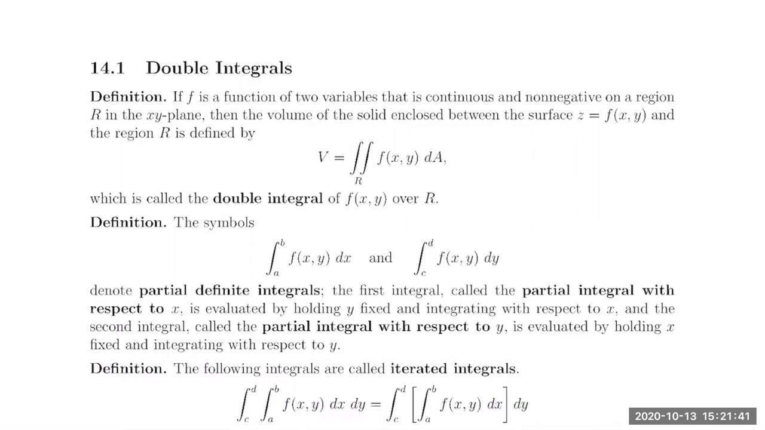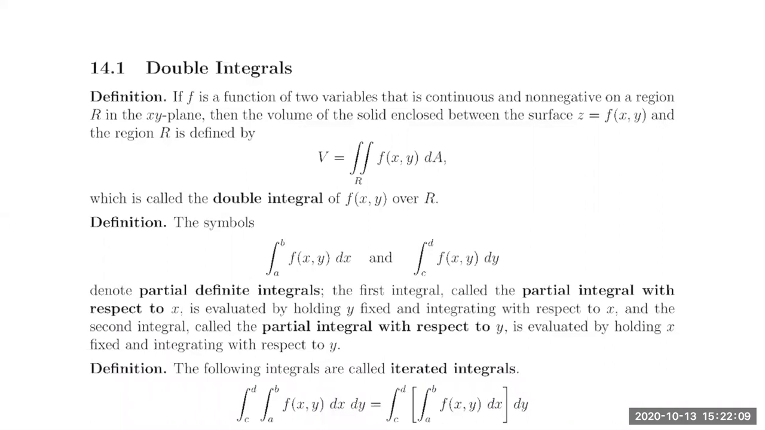If f is a function of two variables that's continuous and non-negative on a region R in the xy plane, then the volume of the solid enclosed between the surface z equals f of x,y, and the region R is defined by the double integral over the region R of your multivariable function f of x,y dA. And this is called the double integral of f of x,y over R.